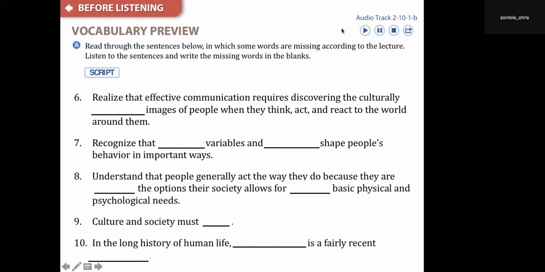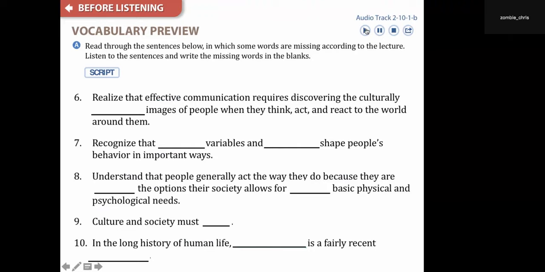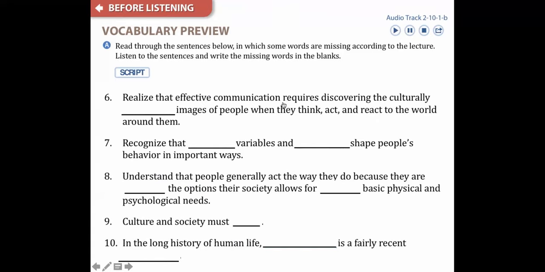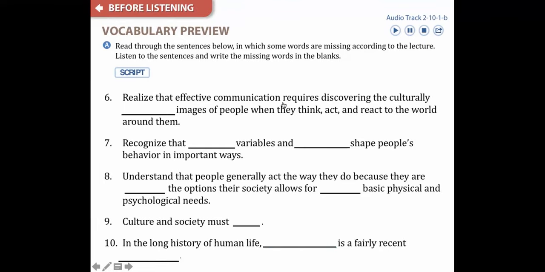Okay, so here are sentences 6 to 10. 6. Realize that effective communication requires discovering the culturally conditioned images of people when they think, act, and react to the world around them. 7. Recognize that situational variables and conventions shape people's behavior in important ways. 8. Understand that people generally act the way they do because they are exercising the options their society allows for satisfying basic physical and psychological needs.